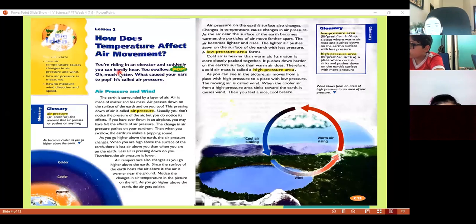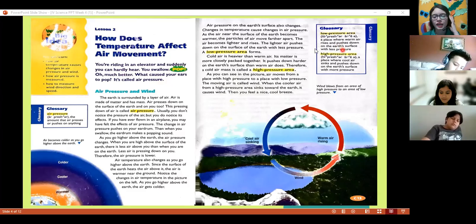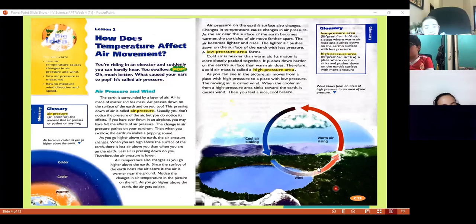Here we have one example. It says, if you're riding in an elevator and suddenly you can hardly hear, you swallow and your ears pop much better. What causes your ears to pop? It's called air pressure. Sometimes when you are in a car, you can feel that pressure, the air pressure.